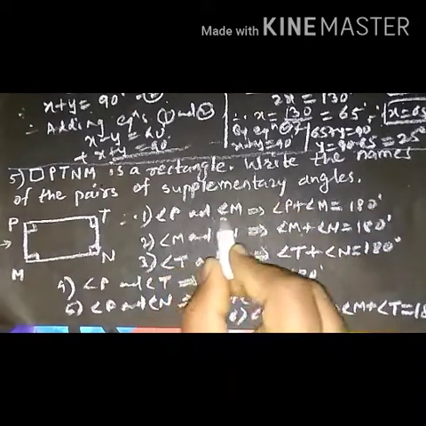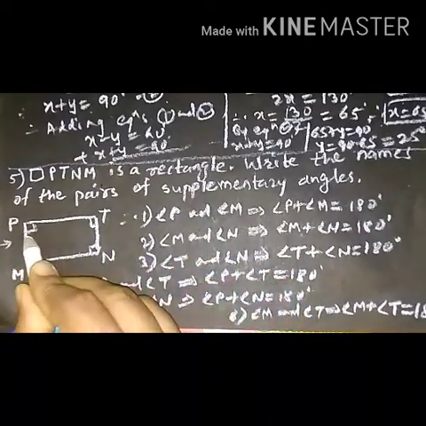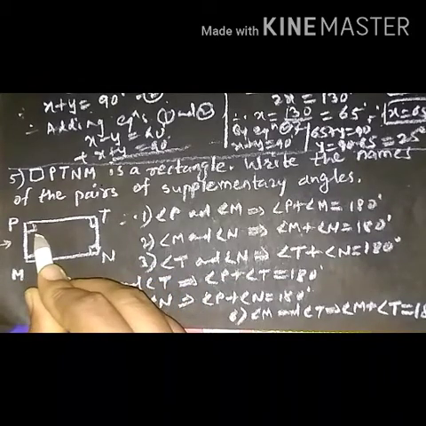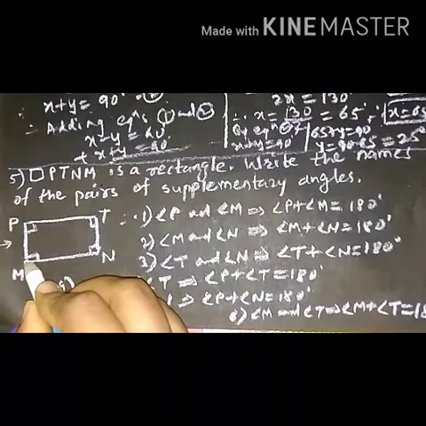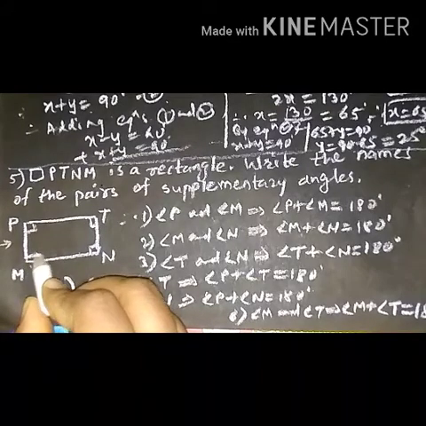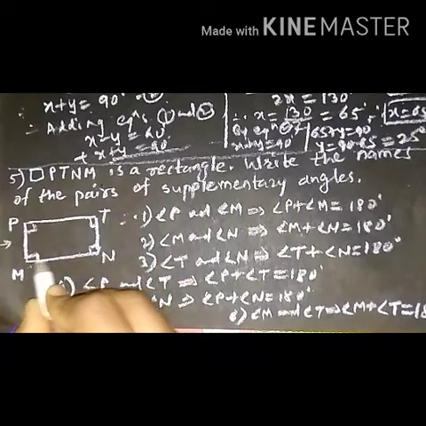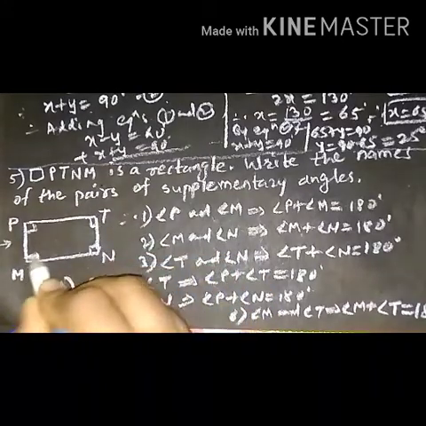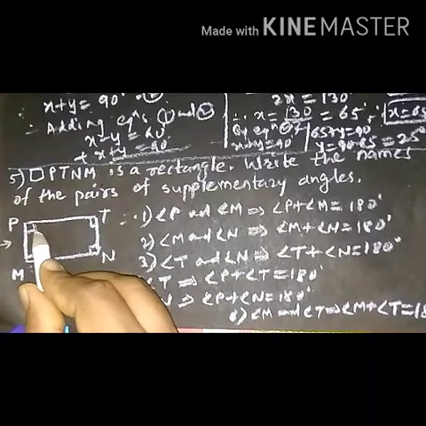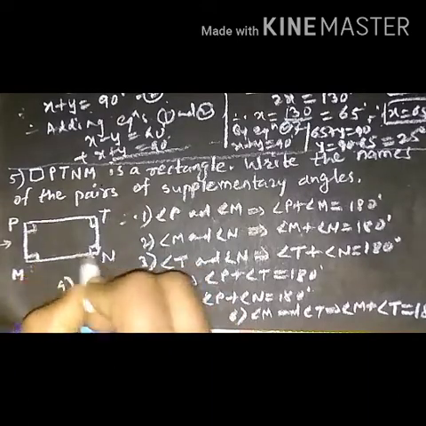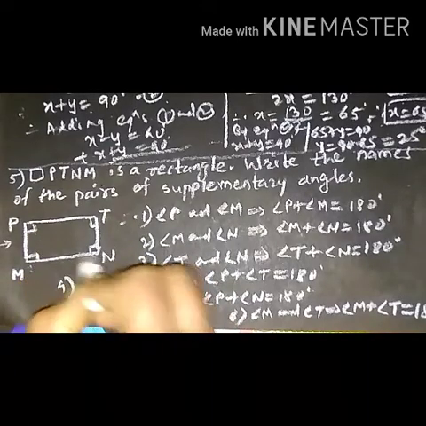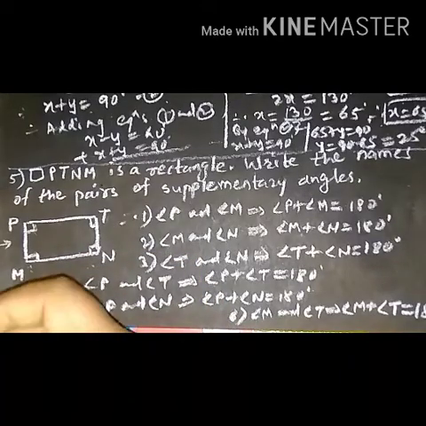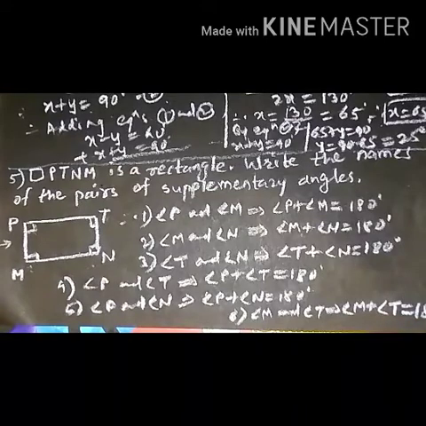That is, the addition of these two angles is 180 degrees, because in a rectangle each angle is 90 degrees, a right angle. Therefore angle P plus M is 180 degrees. So first pair angle P and M, second pair angle M and N, third pair angle N and T, and fourth pair angle P and T. We can take these two pairs, angle P and angle N, and angle M and T. So here we got 6 pairs of supplementary angles.